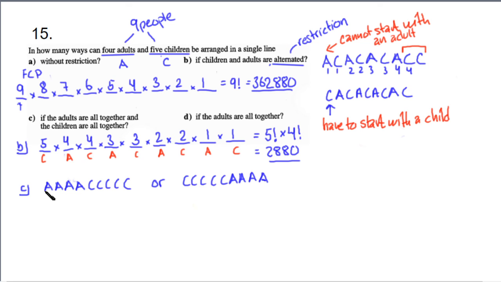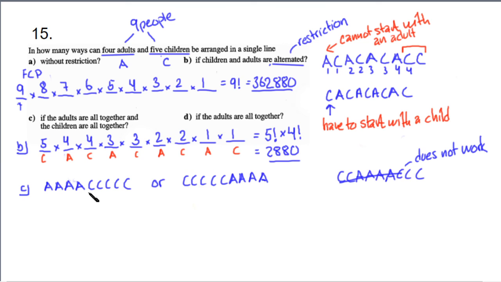We cannot have 4 adults anywhere in the middle here, because then we split up the children. So I'm just going to quickly give you an example here. We cannot start with 2 children and then suddenly have 4 adults. Yeah, the adults are together, but the children are not together now. So this does not work. So these are the only 2 scenarios.